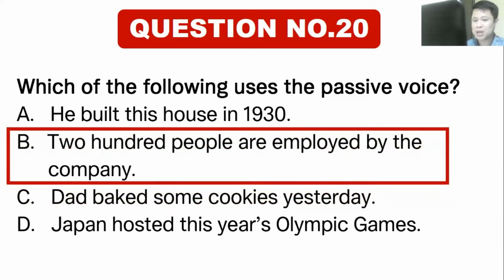Correct answer is letter B, 200 people are employed by the company. In a sentence in the passive voice, the subject is not the doer of the action. Not the doer, but the receiver of the action. In letter A, he built. Your subject, he, is the doer of the action, built. Letter C, dad baked. Your subject, dad, is the doer of the action, baked. And letter D, Japan hosted. The subject, Japan, is the doer of the verb hosted.